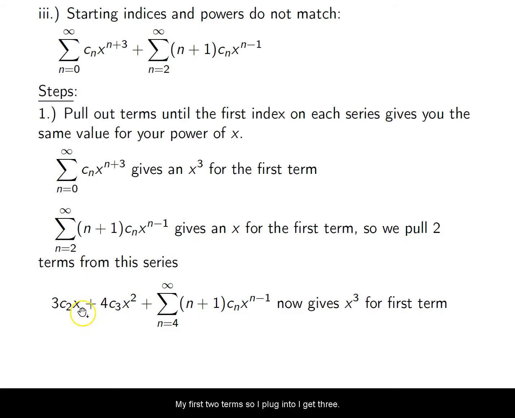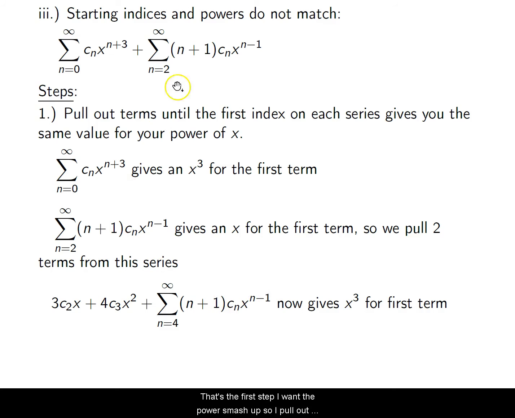So I pull out my first 2 terms. I plug in 2, I get 3 C2x, and then that's going to step up by 1, right? So if this was 3, that means this will be 4. If this was 2, this will be 3. If this was a 1, this will be a 2, right? This is going to keep going up by 1. So now my starting index starts at 4. I have a couple of terms trailing, and now when I plug in 4, I will get an x cubed term here. Okay, so that's the first step.